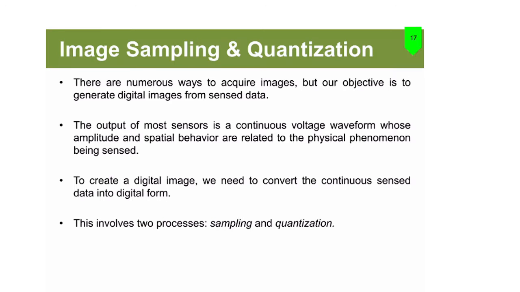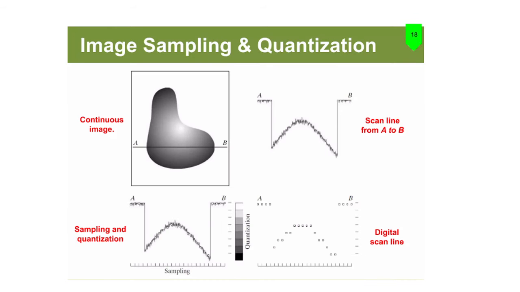The output of most sensors is a continuous voltage waveform, that we know, whose amplitude and spatial behavior are related to the physical phenomenon being sensed. To create a digital image, we need to convert the continuous sensed data into a digital form. To convert this sensor data, we need two processes. First one is sampling, another one is quantization. What is sampling? We know it is discretizing the time axis, that we usually call sampling.